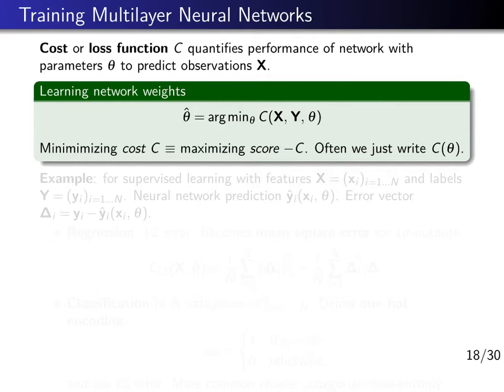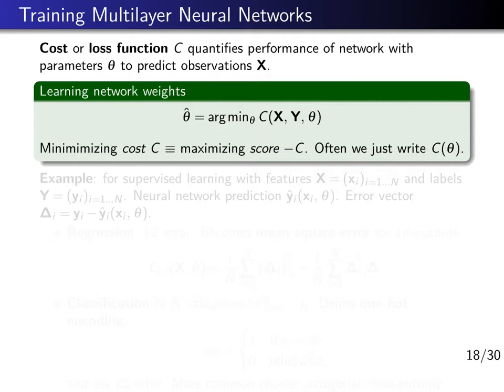function C. We assume here that this is a supervised learning problem, so C depends on the inputs x and the labels y, and also the parameters that we're searching over, theta. And we are searching the argmin over theta of C. So we're searching the set of parameters which minimize C, and we call this result, those best parameters, theta hat.